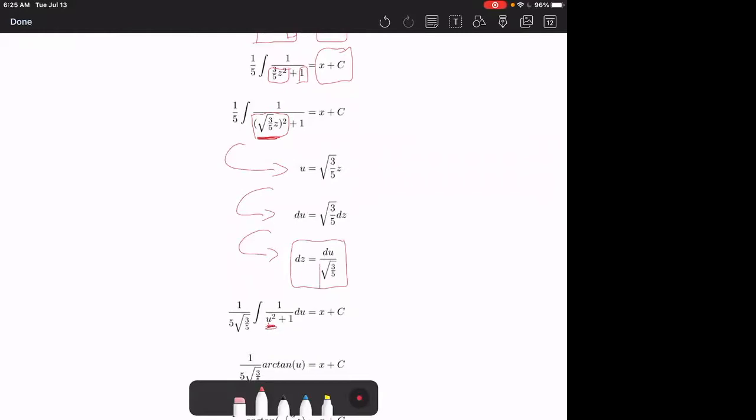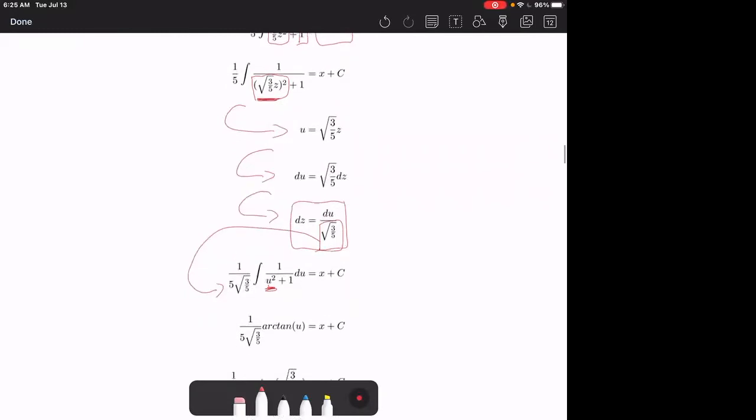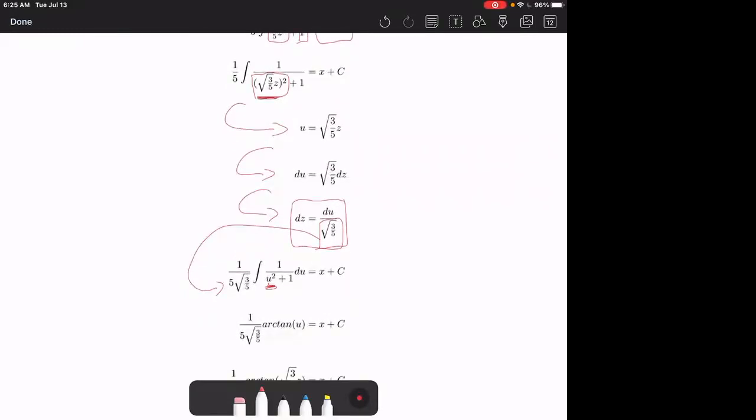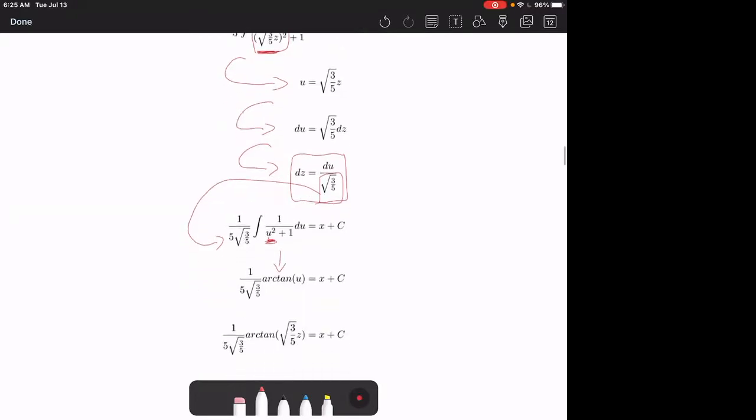This denominator, square root of 3 over 5, is just a constant, so we just bring it outside of the integral. Everything inside the integral looks much simpler now, and we can actually integrate. The integral of 1 over u squared plus 1, as we stated, is arctan of u. Then we plug back in what u is equal to. u is equal to the square root of 3 over 5 times z.